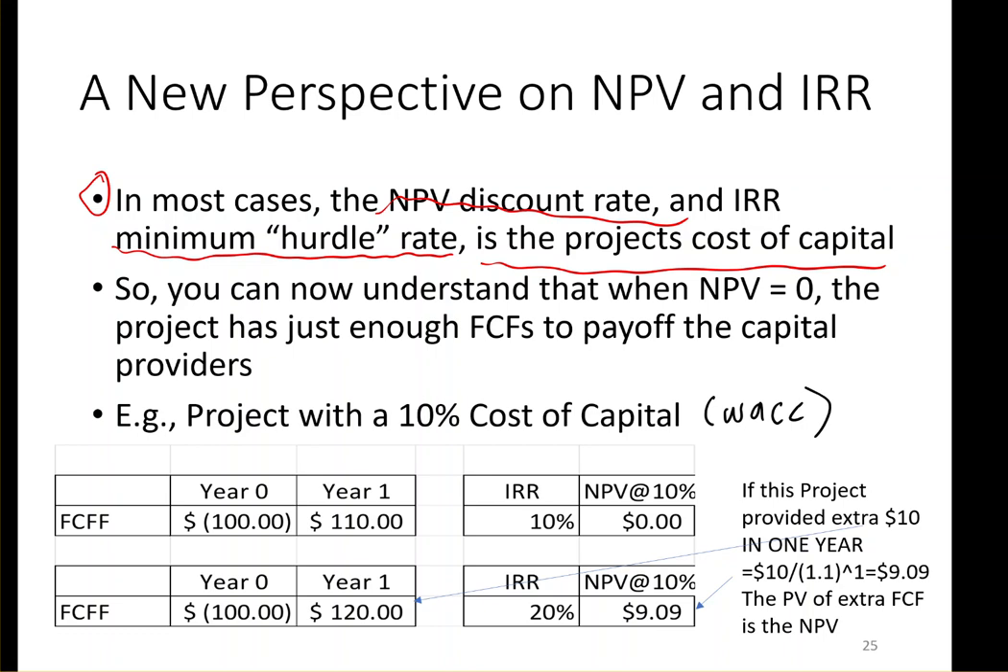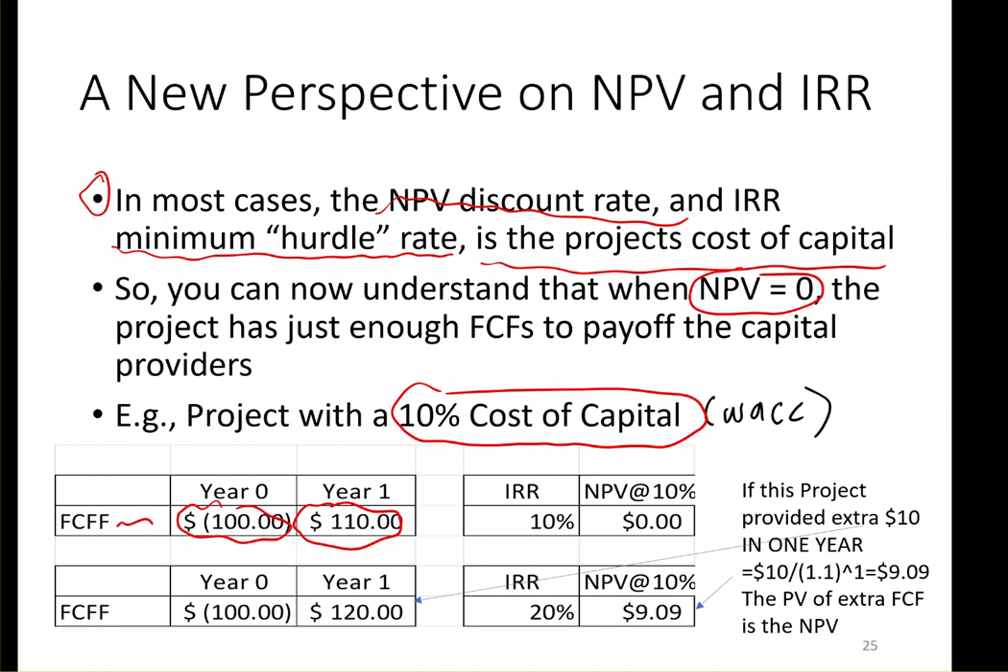Now, given that the discount rate is the WACC in NPV, you can now understand what an NPV equal to 0 even means and why you'd still do the project. So here's a project with a 10% cost of capital. All right, so we'll say that we estimated the WACC for this company to be 10%. That's their WACC. And say that you estimated the cash flows of a particular project: you're going to spend $100 today and you're going to get $110 next year. Those are the free cash flows of a new project.